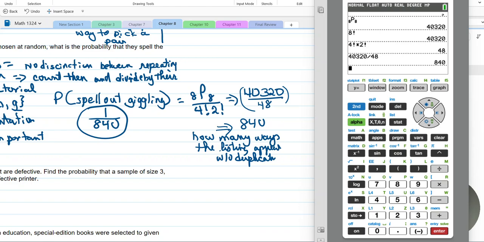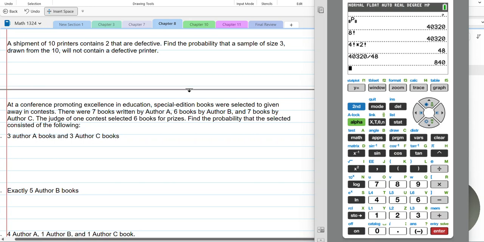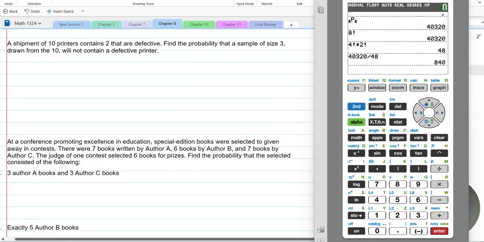That's it. All right. Now let's look at this guy right here. Shipment of 10 printers contains 2 that are defective.